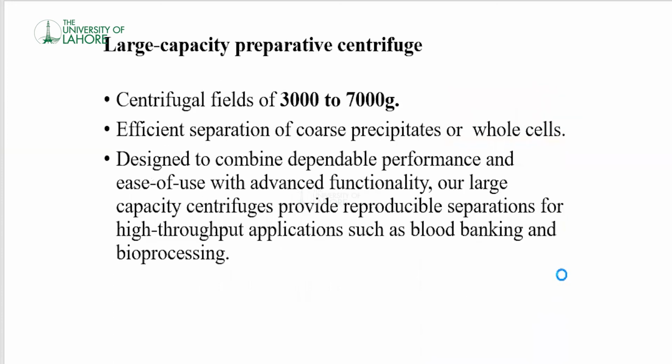And what is a large capacity preparative centrifuge? Centrifugal field values are up to 3,000 to 7,000. Efficient separation of coarse precipitate or whole cells, designed to combine dependable performance and ease of use with advanced functionality. Large capacity centrifugation produces reproducible separation for high throughput applications such as blood banking and bioprocessing.